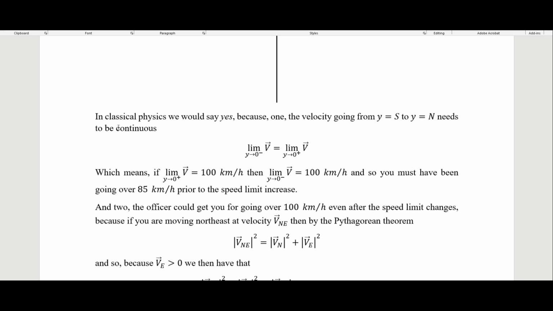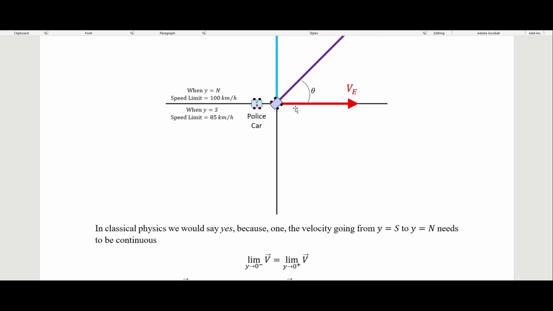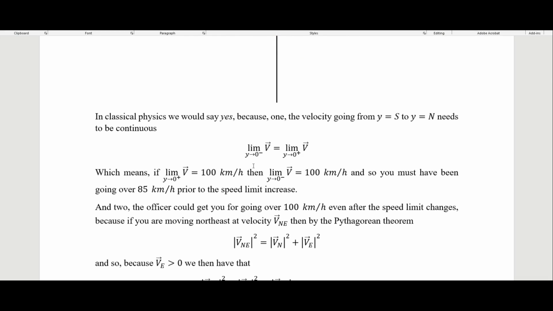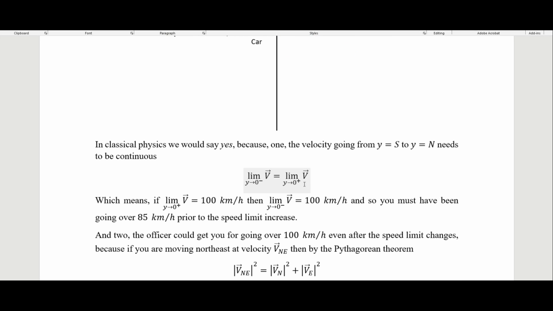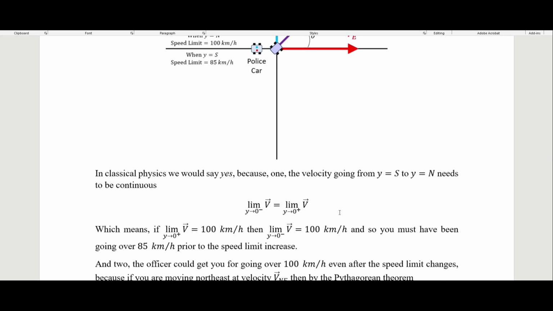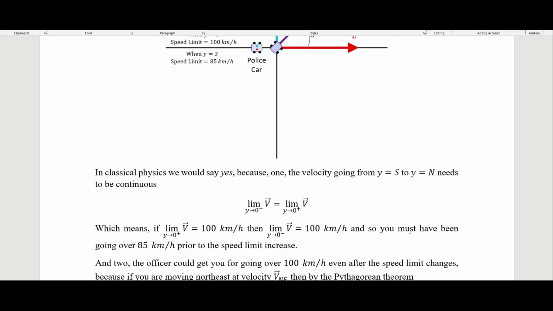So like I said, in classical physics, we would say yes, this quantum officer could pull you over because, for one, the velocity, when we go from y south of this line to y north of this speed limit change line, has to be continuous. So the limit of our velocity as y goes to 0 from the negative direction and as y goes to 0 from the positive direction have to be equal. And so that means that if the limit of your velocity as y goes to 0 from above is 100 kilometers per hour, then the limit as it goes to 0 from below has to be 100 kilometers per hour. And so you must have been going over 85 kilometers per hour prior to the speed limit increase.